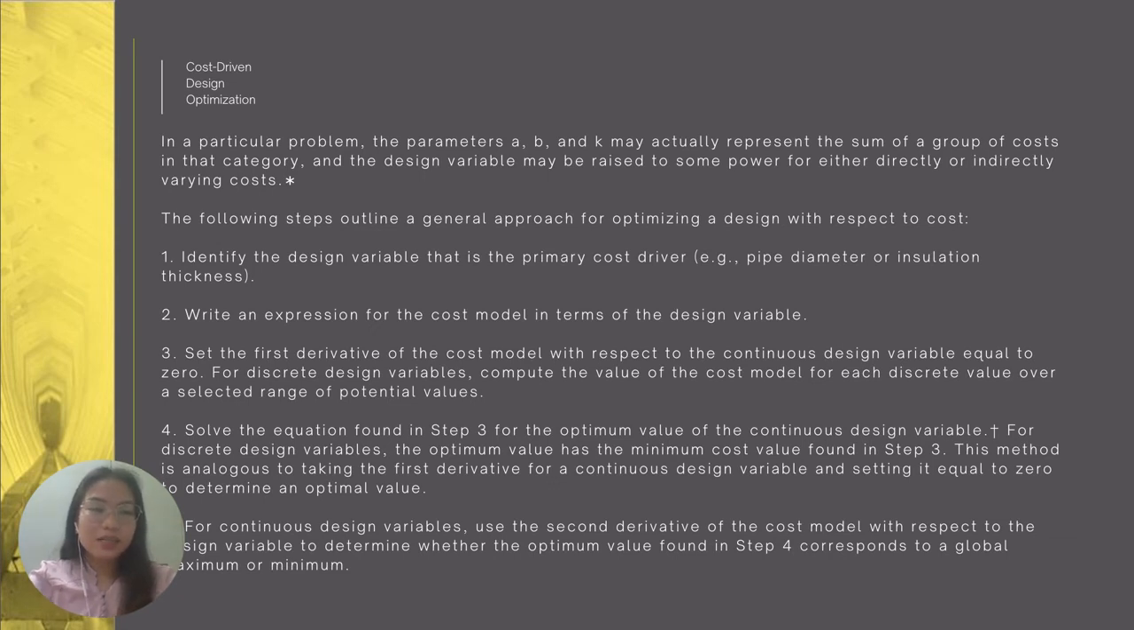Number 5, the last, is for continuous design variables, use the second derivative. So after the first, you have to compute or rewrite it, solve it, and get the second derivative of the cost model with respect to the design variable to determine whether the optimal value found in step 4 corresponds to a global maximum or minimum.